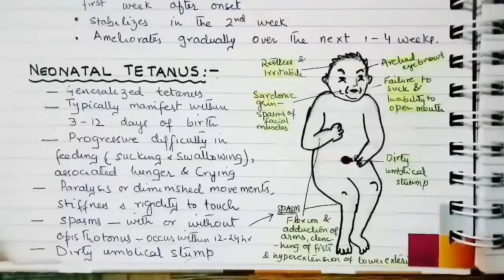Typically, the lips are pursed, and the infant is unable to open the mouth. Eyebrows are arched, and spasm of facial muscles gives a sardonic grin. The baby is restless and irritable. Spasms with or without opisthotonus occur within 12 to 24 hours of first symptoms. During spasm, there is flexion and adduction of arms, clenching of fists, and hyperextension of the lower extremities. In neonatal tetanus, the umbilical stump is usually dirty.